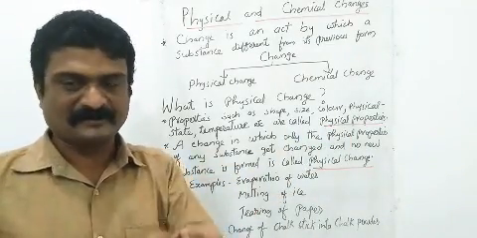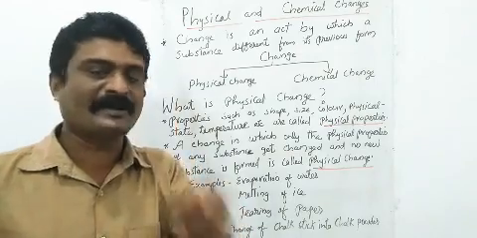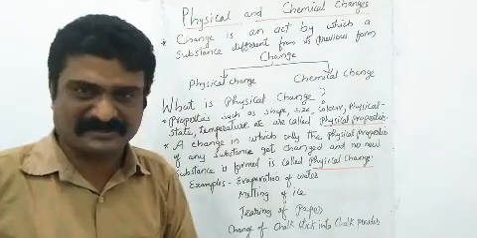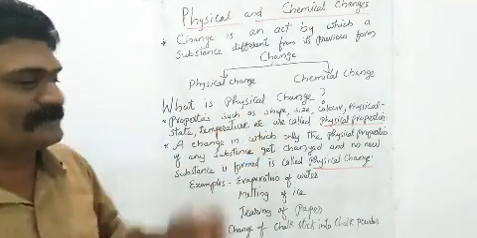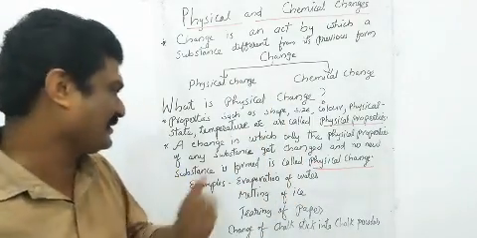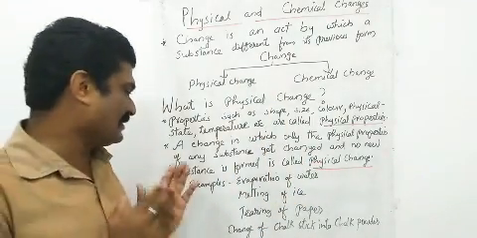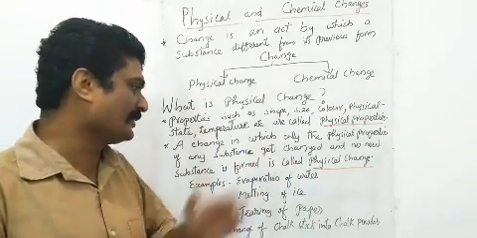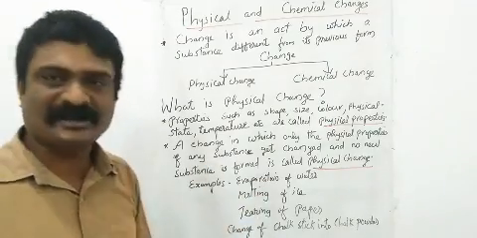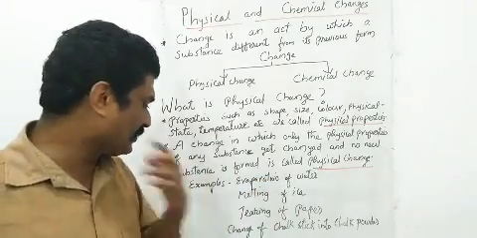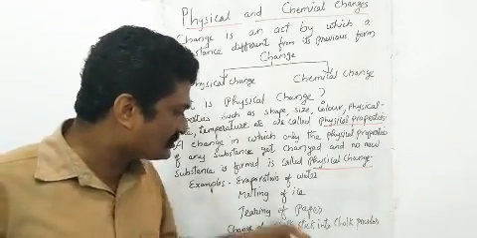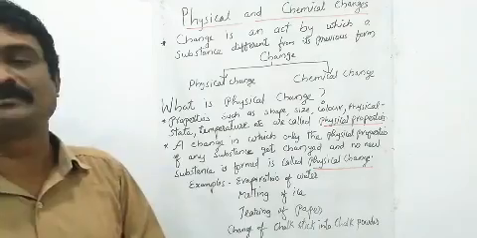Very important point: no new substance is formed during physical change. Only the physical properties of the substance change. That means physical properties like shape, size, color, etc. are changed. This kind of change is called physical change. Please note the examples: evaporation of water, melting of ice, tearing of paper, change of chalk stick into chalk powder.